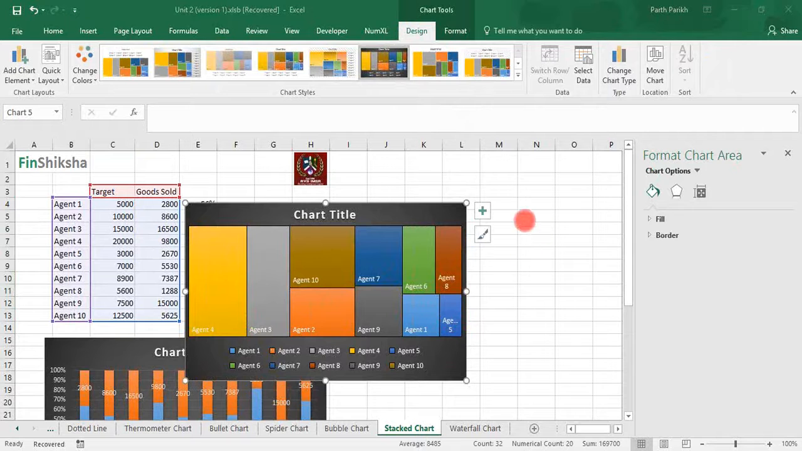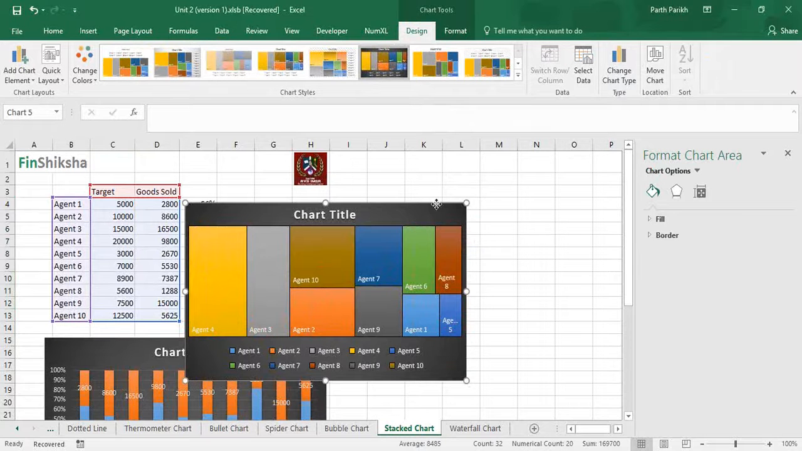I can also have the numbers here as well. However, Excel does not provide that functionality. It just gives the size of the square. So visually, I can see that agent 4 had the highest contribution, followed by 3, 10, 2, likewise. So these are the basic three comparison charts: my normal stack chart, the 100% stack chart, and the square chart, or primarily the hierarchy chart. So this is how I compare the data with each other.